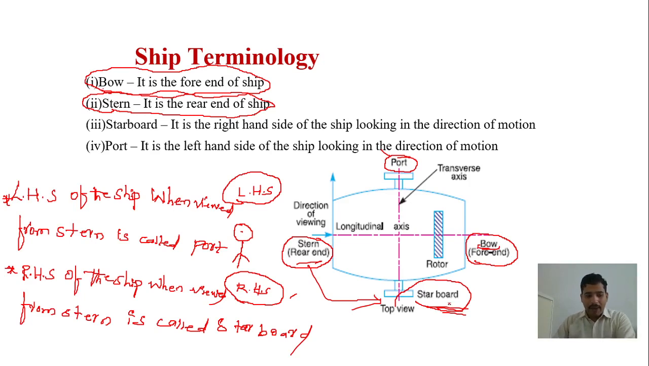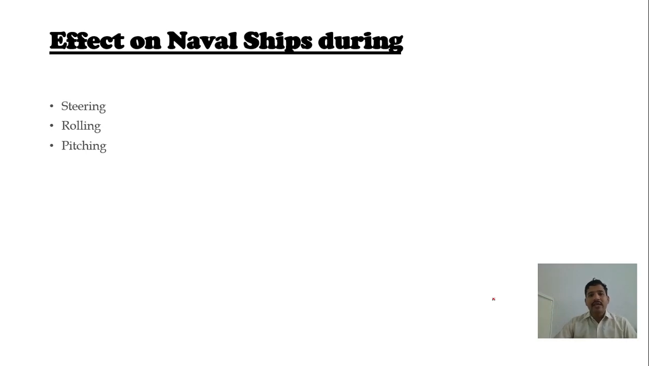But what will be the effect of gyroscopic couple on the naval ship? There are three types of effect acting on the naval ship. The first effect is the steering effect, which is similar to the aeroplane. The second effect is the rolling effect. And the third effect is the pitching effect.